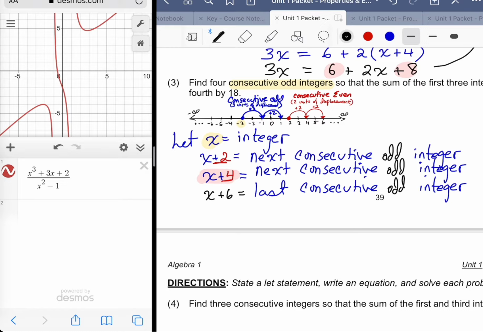Was there a question floating out there? Yeah. So if we had this question on the test, would we have to draw the number line? No, you don't have to draw that. That's just so you can understand the concept.